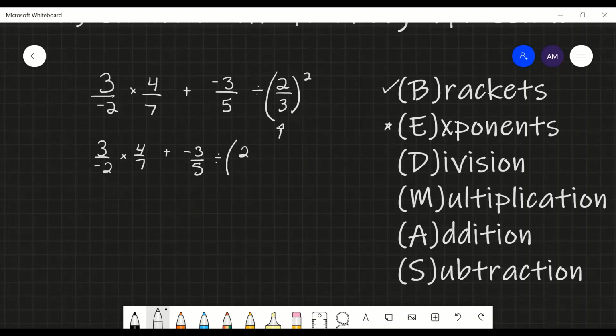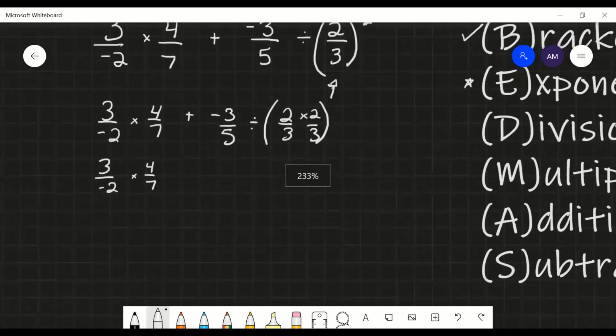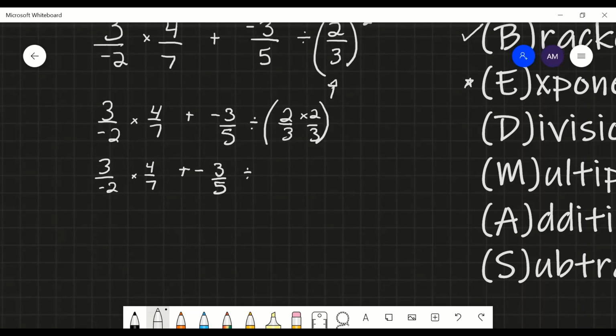That's like 2 times 2 over 3 times 3. It's 2/3 times 2/3, more or less. So we need to figure out what this exponent is before we can move on. So what is that? Well, if you remember, multiplying two fractions is the simplest thing to do. All you have to do is multiply the two numerators and multiply the two denominators, and we're done.